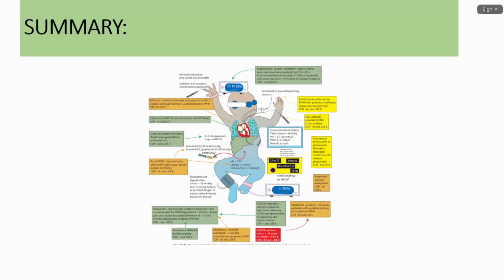This is the summary of the treatment, in which first one is minimal stimulation, eye cover and ear muffs, then supplemental oxygen, ventilatory support. Then this is the intratracheal surfactant therapy, which was given for lung recruitment, then oral sildenafil. Then this is the ventilation setting. We should maintain tidal volume more than 6 ml, which we have discussed already. And then drugs intervention, then endothelin receptor antagonist, and this is the role of iron.